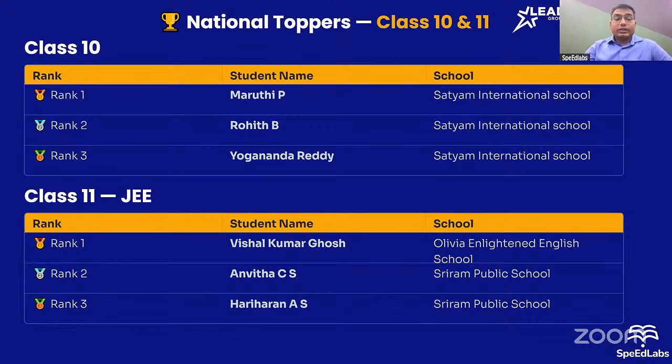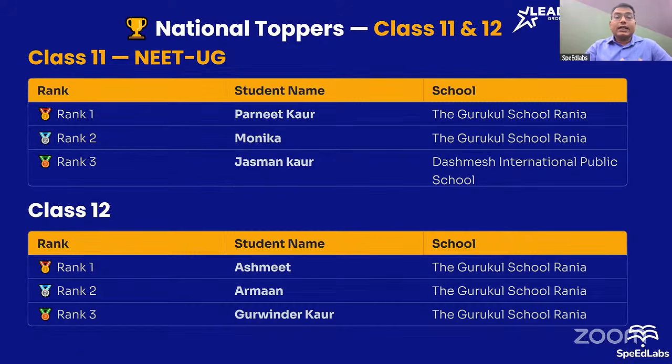Going to the 11th grade JEE students, Vishal Kumar from the Olivia School, Anvita and Hariharan from the Sri Ram Public School. These are the national toppers for grade 11 JEE. If we go to the NEET, Praneet Kaur, Monica, and Jasmine are the NEET students. They are doing fantastically in the 11th grade on the application. For 12th grade students, we have from one of the schools, Ashmeet, Arman, and Gurvinder from Gurukul School, and Rania. So these students are really doing good on the application side.